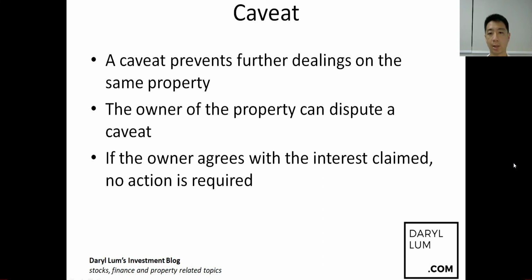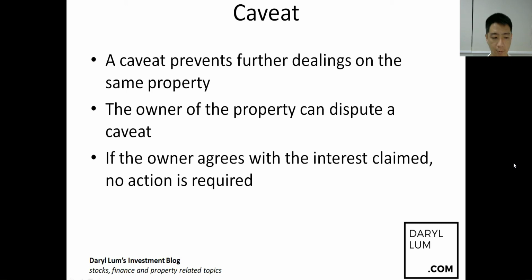Whenever a caveat is lodged, SLA will send the owner of the property a letter. The owner has the right to dispute the caveat. He can say, I didn't have this dealing, so I don't agree with this caveat. But if the owner agrees, that means the owner really took a deposit from the buyer.